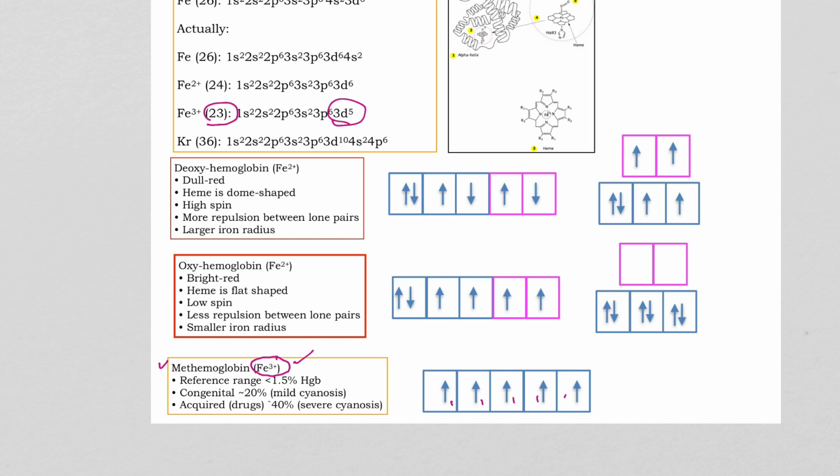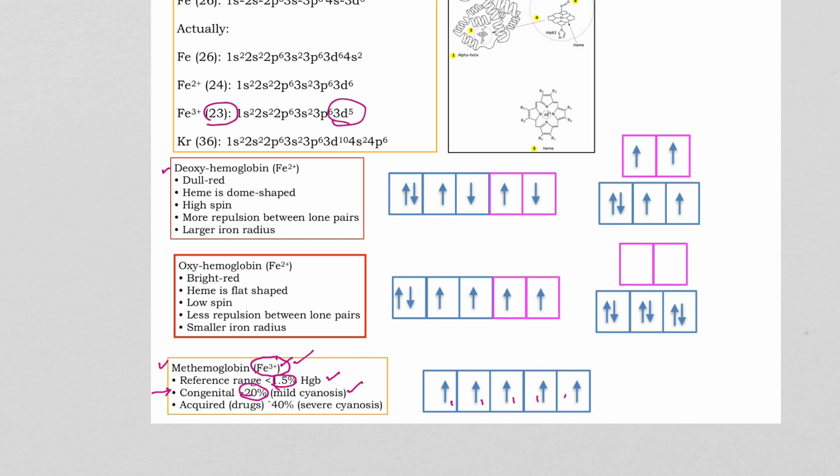Normally we should have less than 1 to 2% of hemoglobin where the iron is in the ferric form. But there are certain cases, some genetic diseases or congenital reasons, where this amount can rise as high as 20%. So 20% of the hemoglobin in these patients may be in the methemoglobin form. And in that case, of course, there'll be more deoxyhemoglobin, and so there's a sort of mild cyanosis.